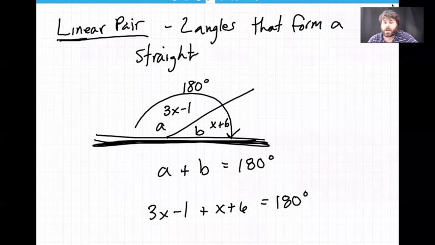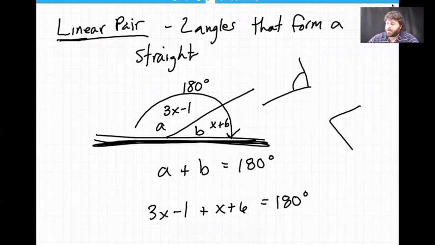These are supplementary angles, but they have to be touching. Supplementary could be this angle here and this angle here. These are supplementary. They're not next to each other. They're just wherever. That means they add up to 180. Linear pair means they're back to back. They're pressed against each other and they make a straight line. So they are supplementary, but this is a little more than just saying supplementary. This means that they're next to each other.